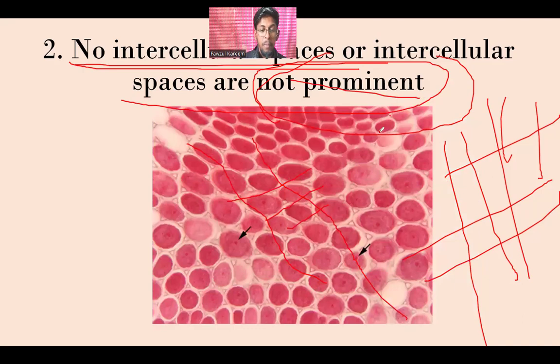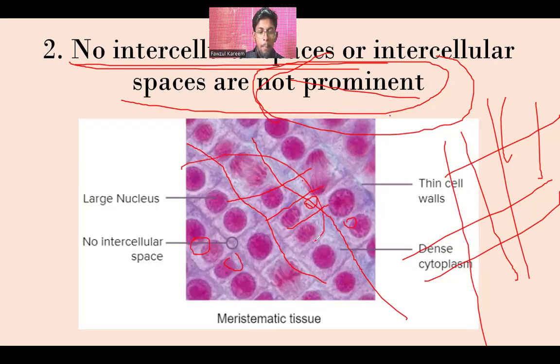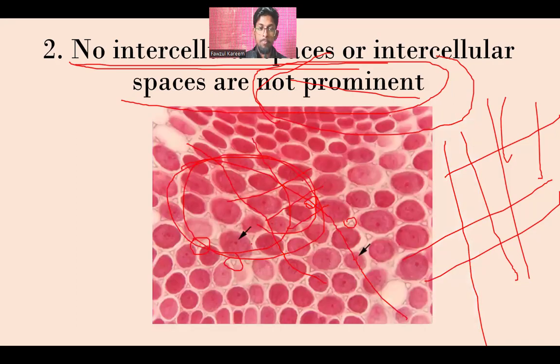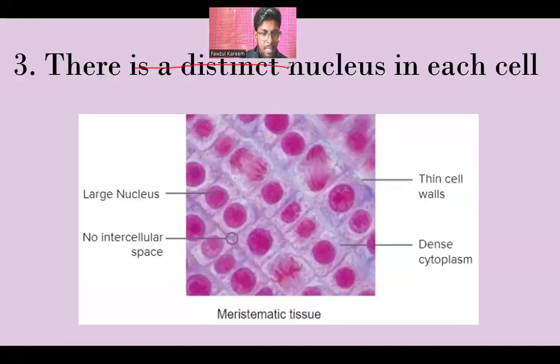If there were gaps, if there were intercellular space, it would be like this. Here, this is intercellular space. But you can't see intercellular space in these meristematic tissues. So fact number two: there are no intercellular spaces. Then fact number three: a distinct nucleus will be there.